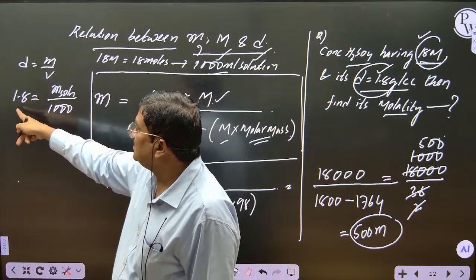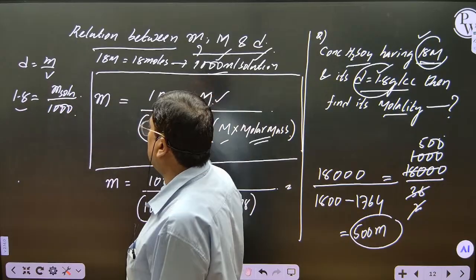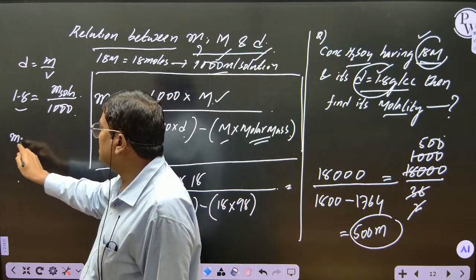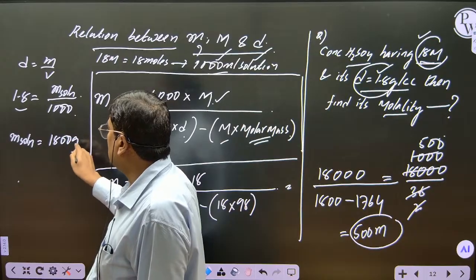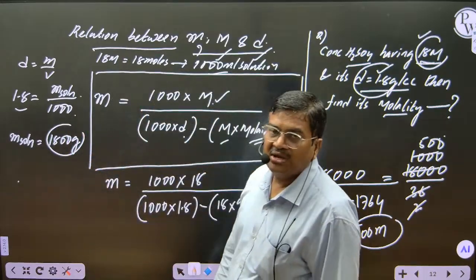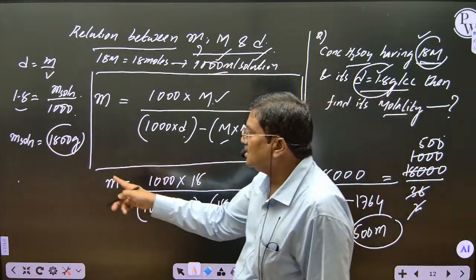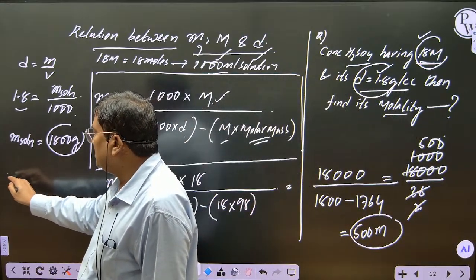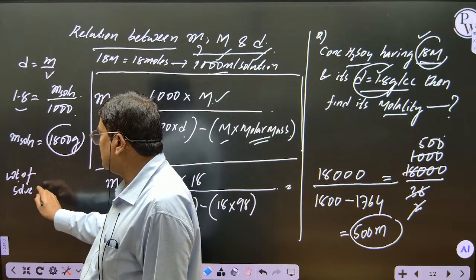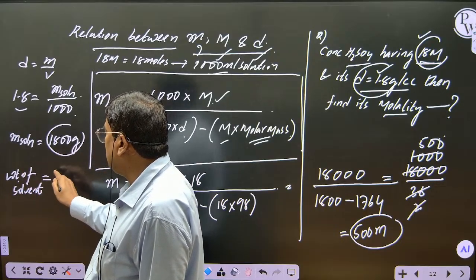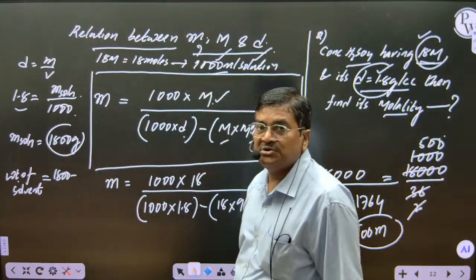So density I wrote 1.8, and the volume we know is 1000. From this, what will be the mass of the solution? That is 1800 grams we got. Correct? Now for molality, what do we require? The weight of solvent we require, no? Then how do we get the weight of solvent? From this 1800, subtract the mass of solute.